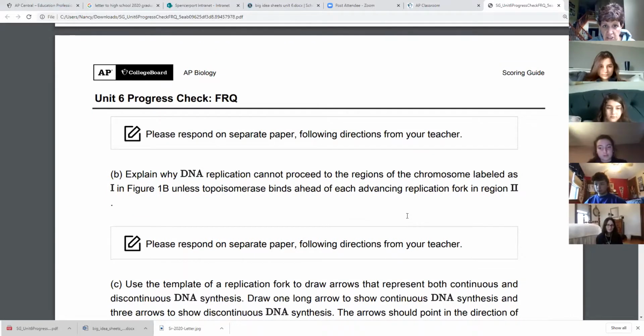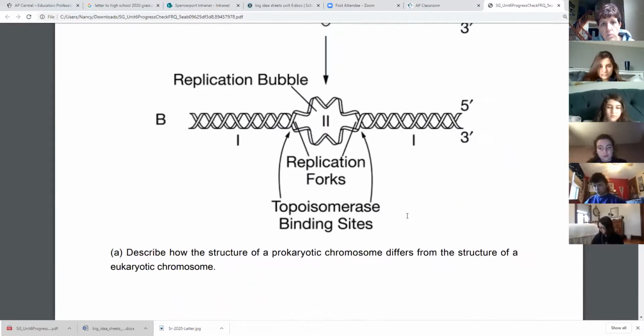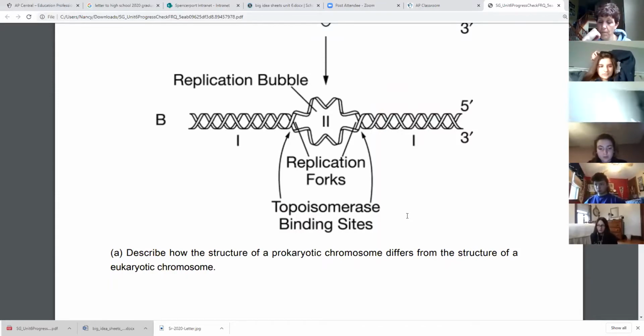Explain why DNA replication cannot proceed to the regions of the chromosome labeled as I in figure 1b unless topoisomerase binds ahead of it. Why can't it get to here without it? What does topoisomerase do is basically what it's asking you. Doesn't it hold it open? Single-stranded binding proteins hold it open. Oh, that it unravels it. Yes, perfect.